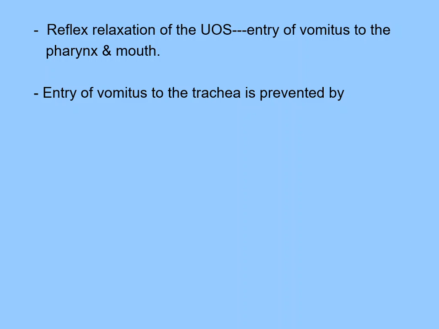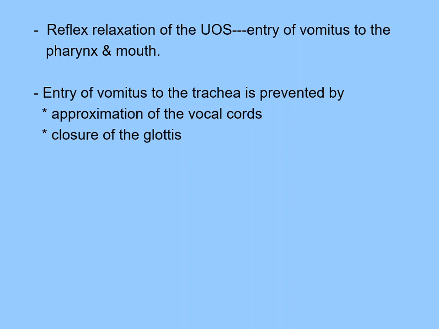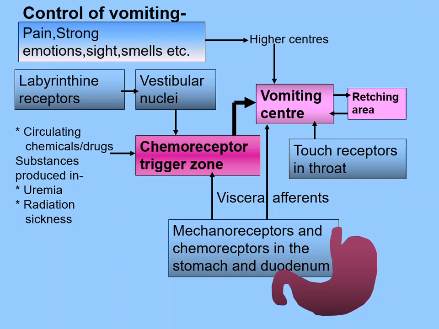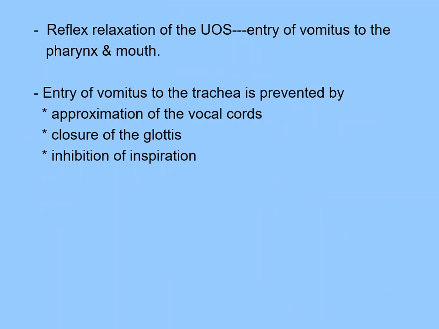Entry of the vomitus into the trachea is prevented by approximation of the vocal cords, closure of the glottis, and inhibition of inspiration. These three prevent the entry of the vomitus into the trachea. If there is entry of the vomitus into the trachea, it leads to an emergency.